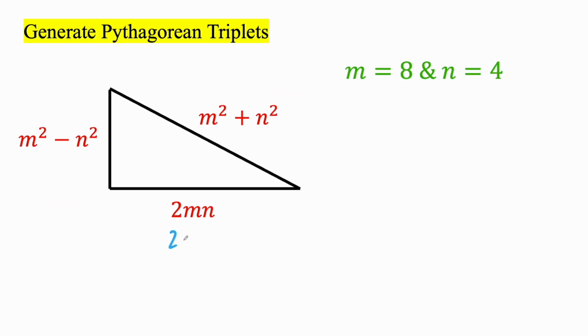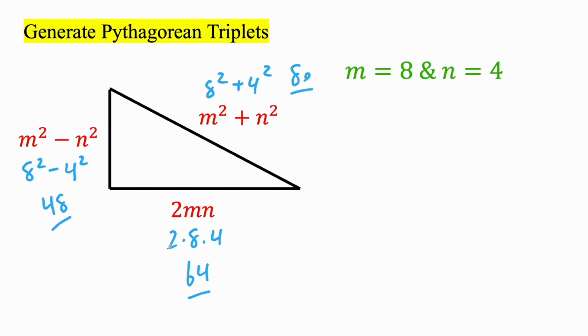Our last one, 2 times 8 times 4. Then we do 8 squared minus 4 squared. Then we have 8 squared plus 4 squared. So 2 times 4 is 8, 8 times 8 is 64. 8 squared is 64 minus 4 squared is 16. 64 minus 16 is 48. And the last one, 8 squared is 64. 64 plus 16 will give us 80. So if you do 64 squared plus 48 squared, you're going to get the same as 80 squared.